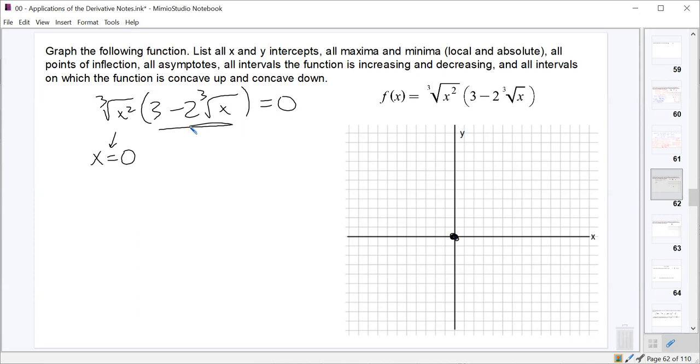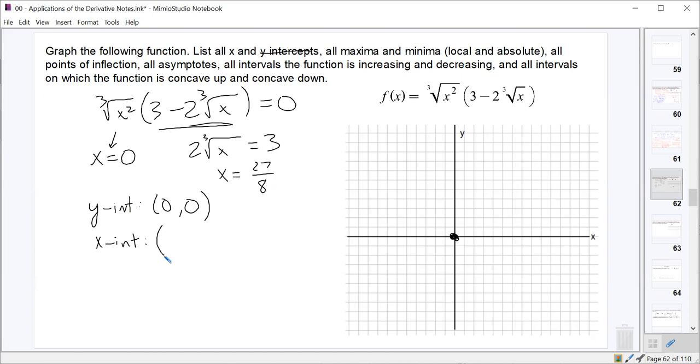And then we'll set 3 minus 2 times the cube root of x equal to 0, which would be 2 times the cube root of x equals 3. And then we'll divide by 2 and cube it, which gives us x equals 3 halves cubed, or 27 over 8. So we have a y-intercept of (0, 0). Check that off. We've got x-intercepts of (0, 0) and (27/8, 0). Check that off. And then we just need to plot that point at 27/8.